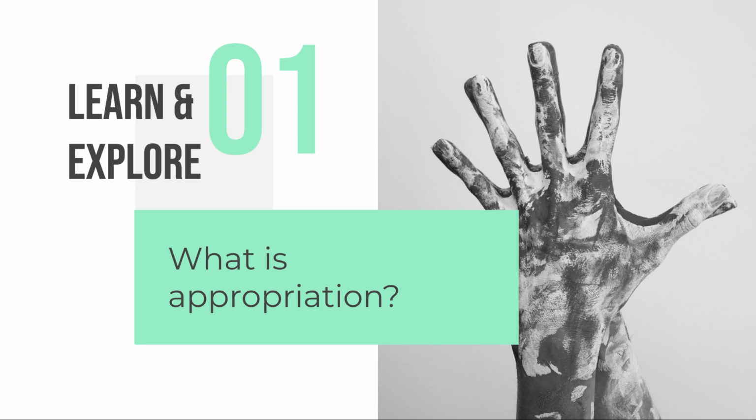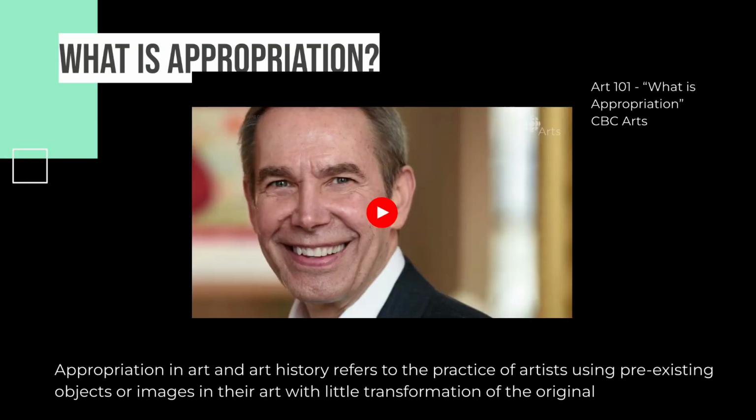So I have a series of videos that I'd like you to watch independently about that. And it's about using those pre-existing objects or images in your art where you can totally recognize it. Think like Andy Warhol with his soup cans, or Marilyn Monroe, which we'll show you. So there's a video here by CBC Arts, Art 101, What is Appropriation? A quick video I want you to watch.